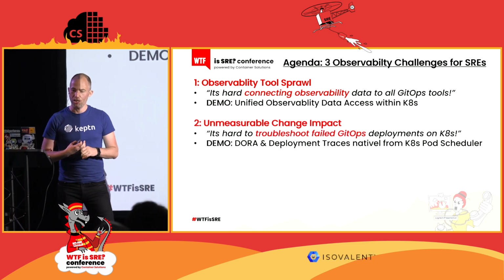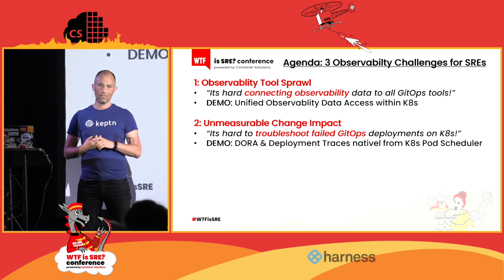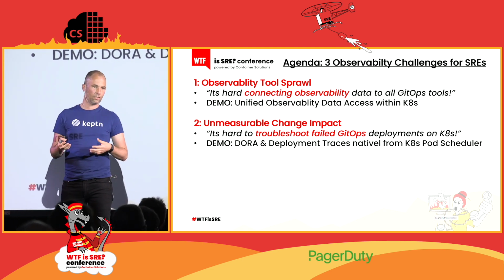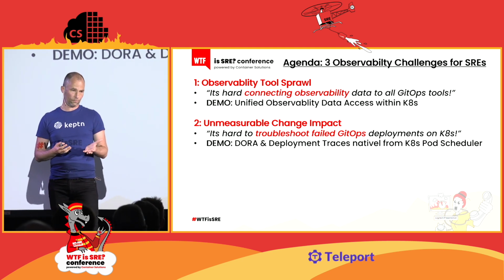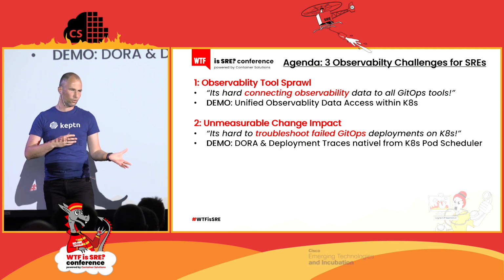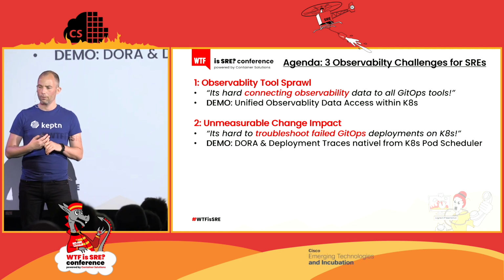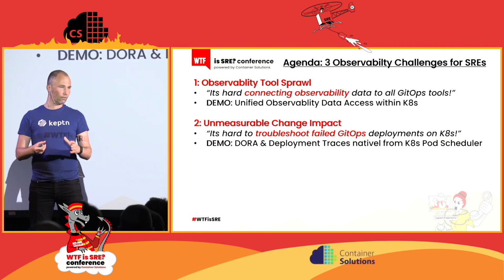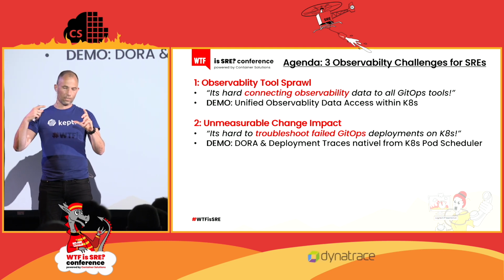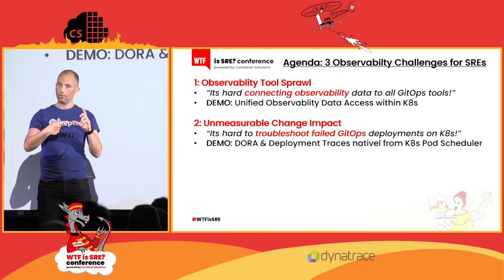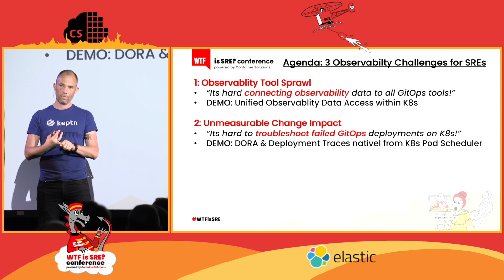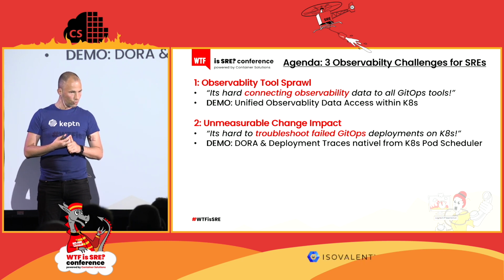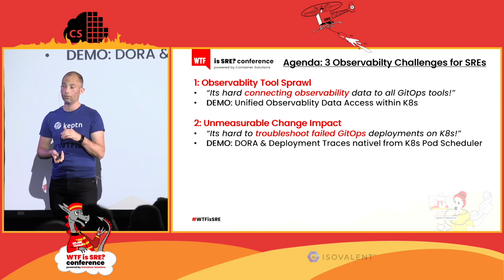Second one is unmeasurable change impact. We heard about this. The challenge is it's really hard from an Argo perspective, I think, if you're deploying a complex application and it fails or if it's slow, how to troubleshoot it, right? Because you can look at logs, you can look at pods and all the events. But I will give you a demo on how you can extend the Kubernetes pod scheduler, which is at the heart of Kubernetes, and actually get telemetry and traceability. So I'm going to show you how we can create OpenTelemetry traces as Kubernetes is deploying the changes that ArgoCD is pushing out, right? And then you can use it for troubleshooting, but also you get your DORA metrics.